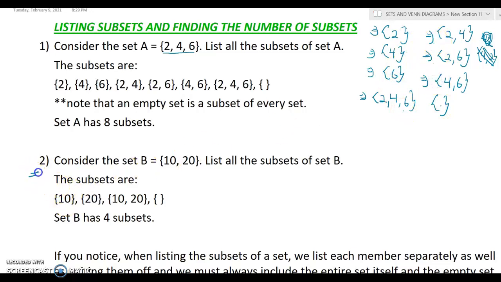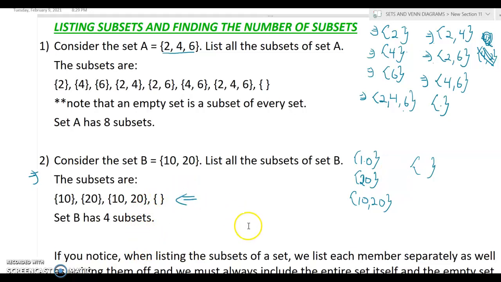Let's look at number 2. Consider the set B. Set B is 10, 20. Those are the members. So again, you can list out each number separately: 10, 20. Then you can list the set itself, which is the pair 10, 20. And you must always include the empty set, right? So here, set B has 4 subsets: 1, 2, 3, 4. And I have it listed here as well, right?